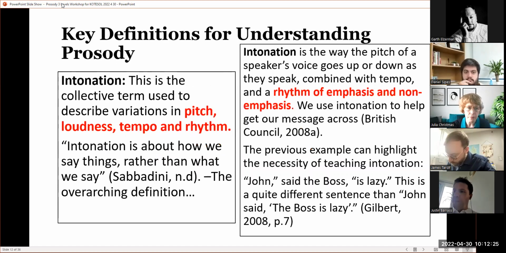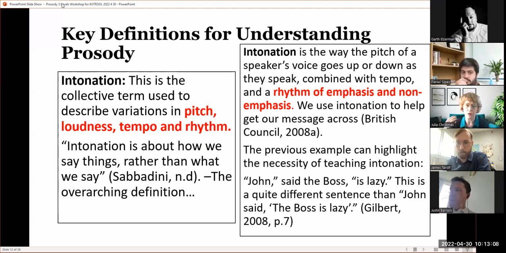Okay, what is intonation? It is a collective term that describes the pitch, the loudness, the tempo, and the rhythm. And it's about how we say things rather than what we say, although they are interconnected. Intonation is the way the pitch of the speaker's voice goes up or down as they speak, combined with a tempo and a rhythm of emphasis and non-emphasis. And that's bolded because English has a very distinct rhythm of emphasis and non-emphasis. And other languages don't necessarily have that. And that's where the interference comes from.